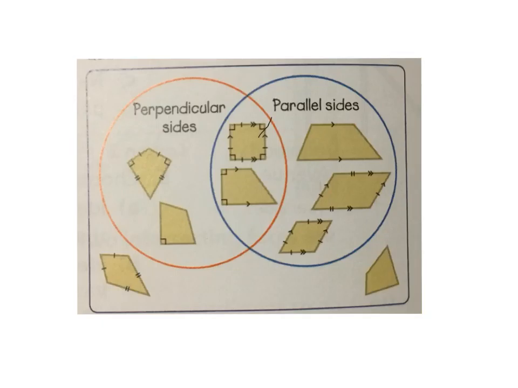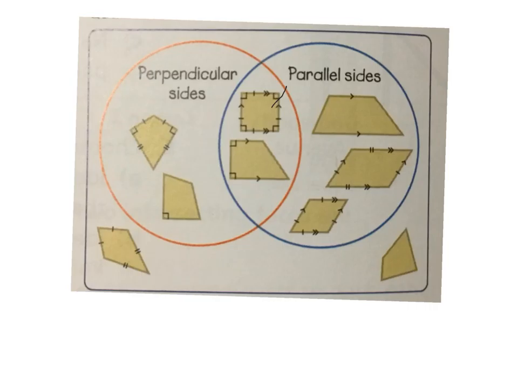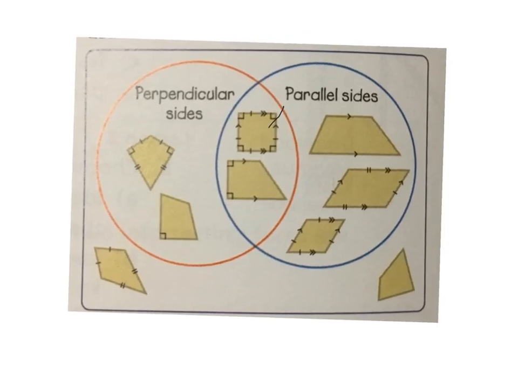Now that you've had a chance to think about this, I want you to look at one way you could have done this. One way you could have done this was you could have put all the ones that have perpendicular sides in the red circle. So remember, perpendicular means that our sides cross at a 90-degree angle. So that's perpendicular. They make a corner. So they make a perfect corner.